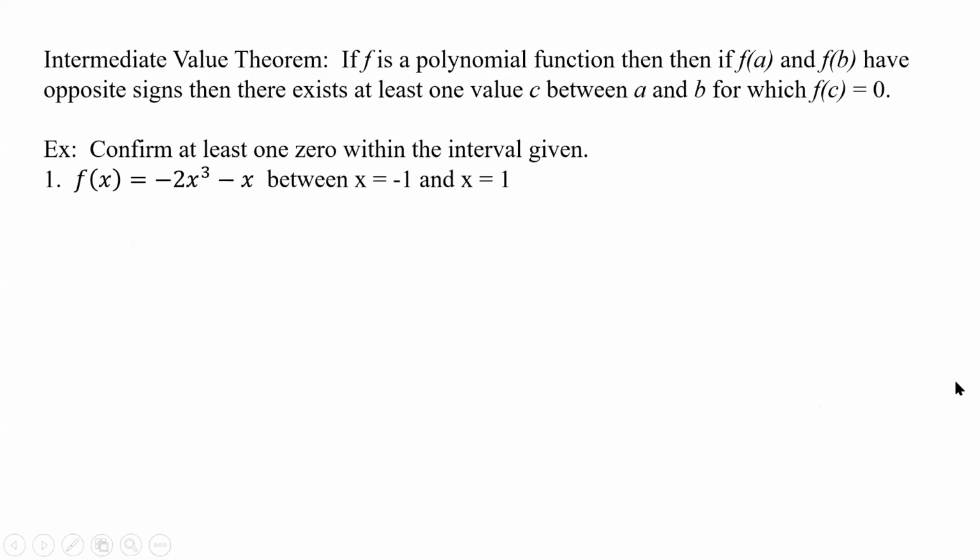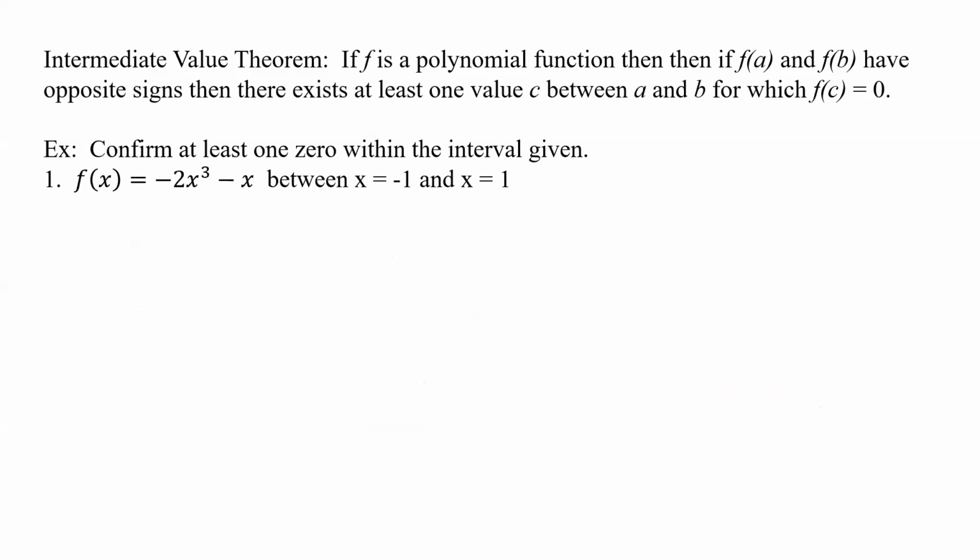All right, some other things we can use doing this is, one is the intermediate value theorem. So if f is a polynomial function, then if f of a and f of b have opposite signs, then there exists one value c in between a and b for which f of c is 0.